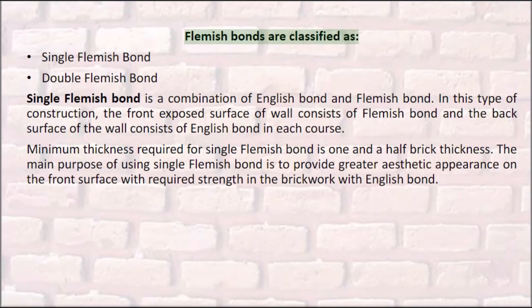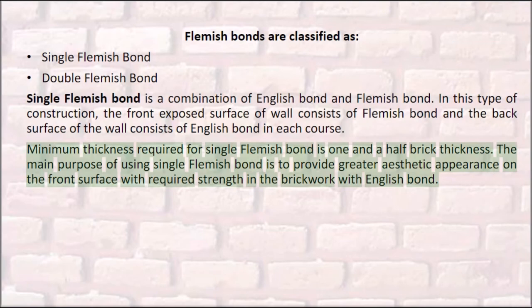Flemish bonds are classified as single Flemish bond and double Flemish bond. Single Flemish bond is a combination of English bond and Flemish bond. In this type of construction, the front exposed surface of the wall consists of Flemish bond and the back surface of the wall consists of English bond in each course.